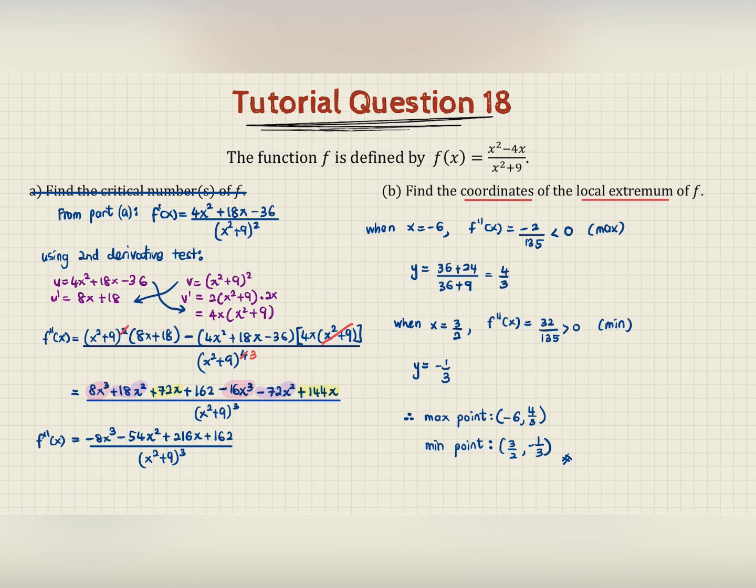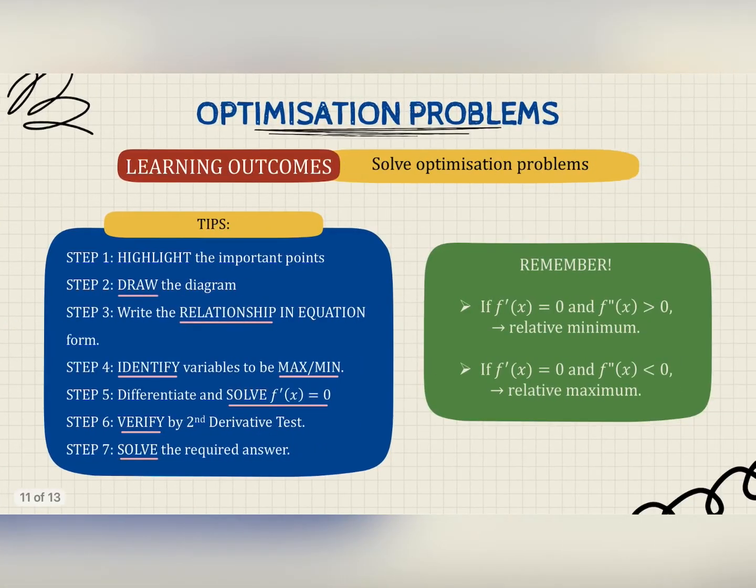Okay, now the last part of relative extremum is about optimization problems. Okay, so the learning outcome simple je, solve optimization problems. Okay, so optimization problems ni dia ayat yang panjang-panjang sikit lah. So the hint is kamu kena ingat kita punya first and second derivative test tu lah. Okay, that it will be the keyword. Okay, so apakah tips ataupun step-step untuk solve optimization problem ni?